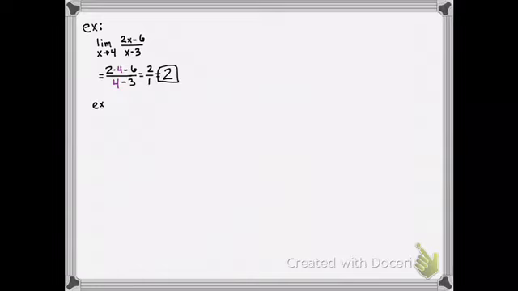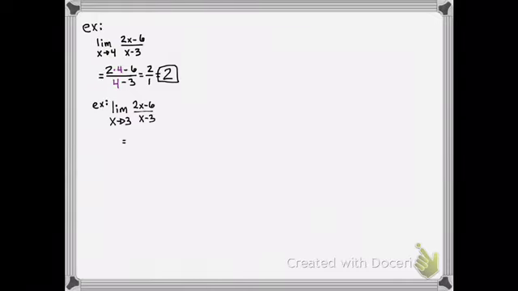Same function, but now let's take a look at the limit instead of x approaching 4. Let's look at what happens when we do the limit as x approaches 3 of 2x minus 6 over x minus 3. Now, if I try plugging in 3 in for x, I end up with some bad news, right?